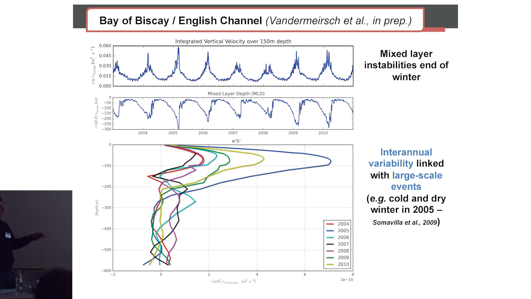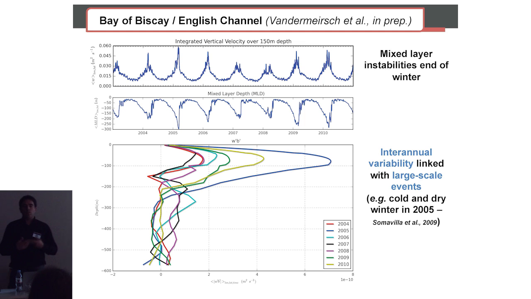This is from the same simulation. This is the integrated vertical velocity over 150 meters depth, which is an average winter mixed layer depth. You have the corresponding mixed layer depths. And you see that you have a maximum at the end of winter each year, which is very regular. And what's interesting in this work is that you see some differences in some years.